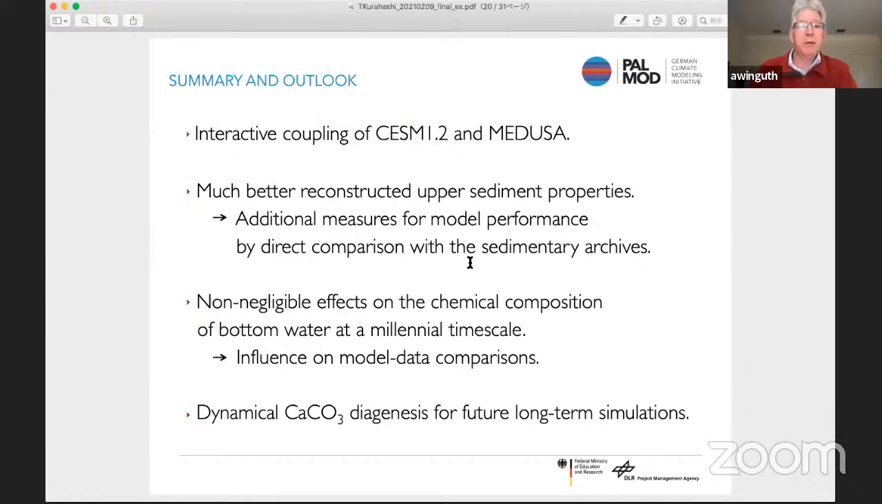I do have a quick technical question, and that is, how did you run the POP? Did you run it offline from the atmosphere, or did you accelerate the circulation within POP?